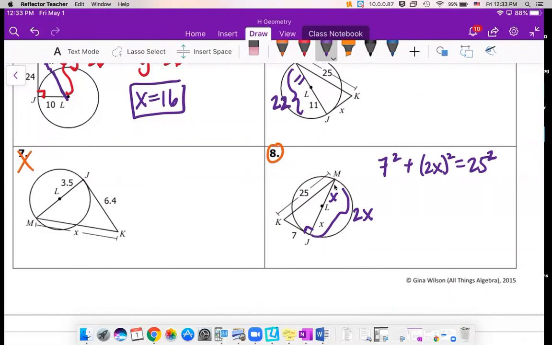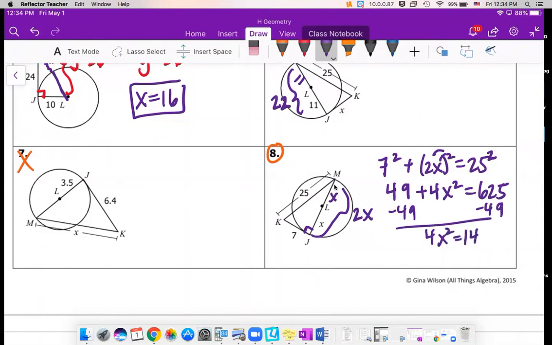Okay, so when we do this, 7 squared is 49. Plus 2x squared, this squared goes to both. So 2 squared becomes 4, so this is plus 4x squared equals, and then 25 squared is 625. I should have known that. Okay, so then we're going to subtract 49 from both sides. So we got 4x squared equals 576.